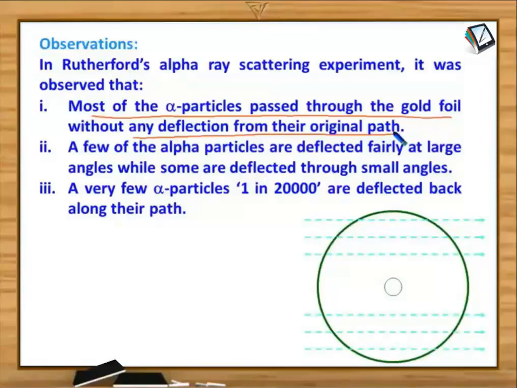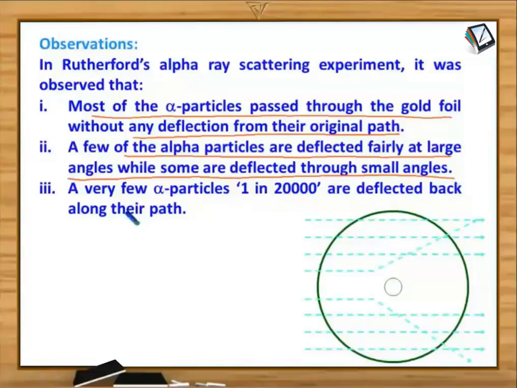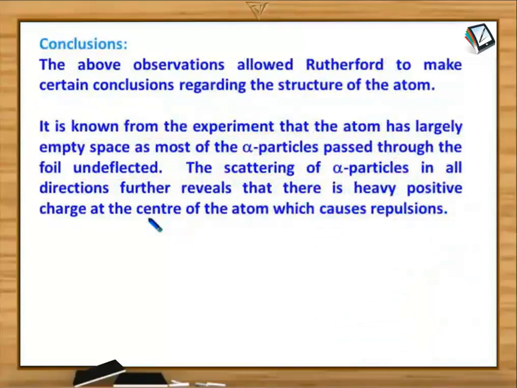Then, what was the second observation? A few of the alpha particles are deflected at fairly large angles, while some are deflected through small angles. So, out of all the alpha particles, very few are deflected from their original path. Like this. Then, very few alpha particles, exactly 1 or 2 in 20,000, are deflected back along their original path. It's like this. Then what are the conclusions?